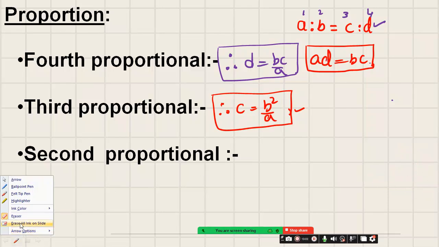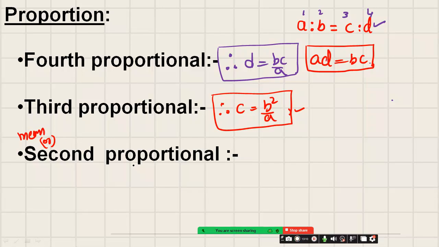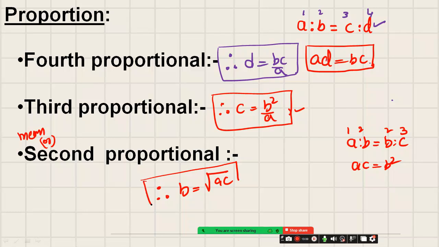Coming to the next one, second proportion formula or mean proportion formula. It's the same meaning, guys. Second proportion or mean proportion. For example, A is to B is equal to B is to C: 1, 2, 2, 3. Second proportion means we have to find out the B value. Proportion formation AD is equal to BC, same like this. So second proportion formula: B is equal to root of AC.